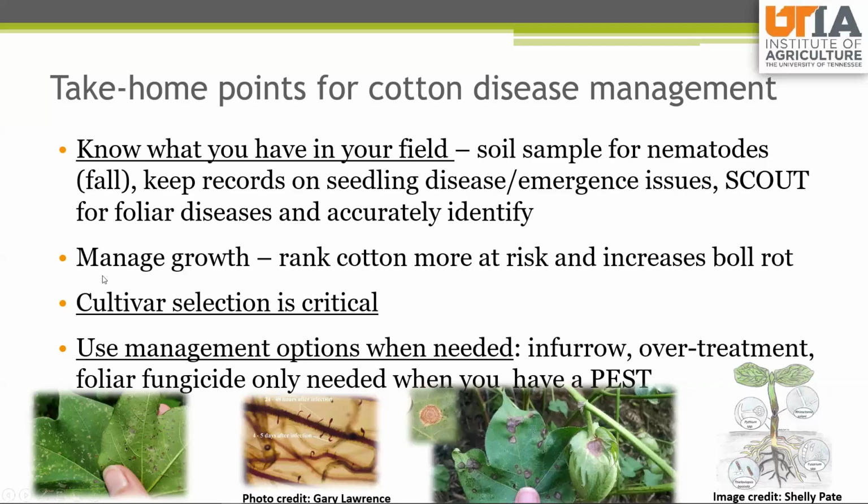Again, cultivar selection is critical, mostly for your nematode selections where you do have high nematode populations. Make sure you're trying to go with a cultivar. We do have true genes in there that do not allow the nematode to reproduce at the same level as a susceptible cultivar, which is very good. And again, use your management options when needed, right? We do have in-furrow applications, over treatment by seed treatment, foliar fungicides, but again, only needed when you have a disease become a pest. Again, those four main factors come together to essentially threaten your yield.